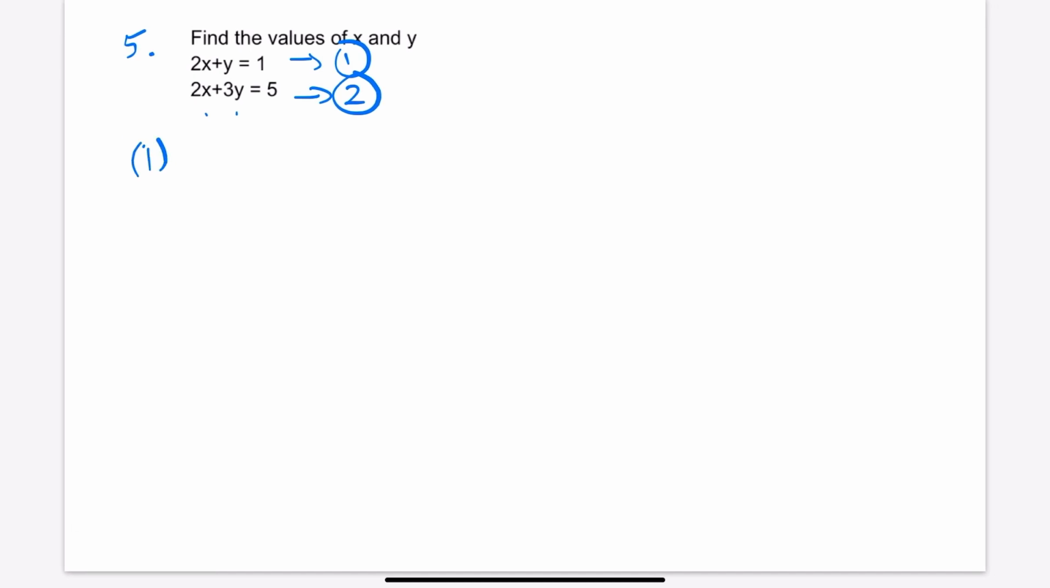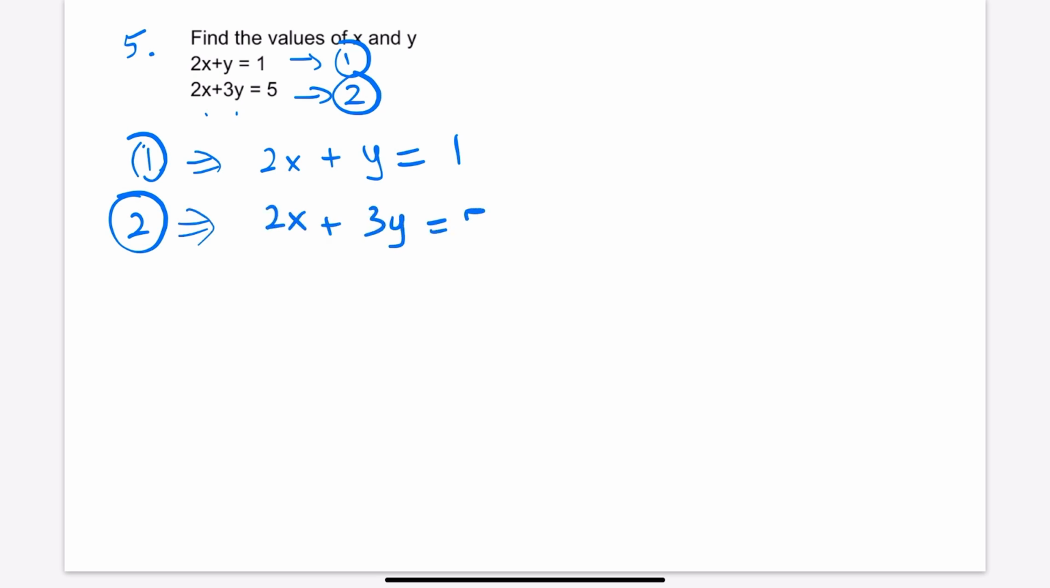Equation 1 is 2x plus y is 1, and equation 2 is 2x plus 3y is 5. I'm going to subtract equation 2 from equation 1. Okay, so let's do that.